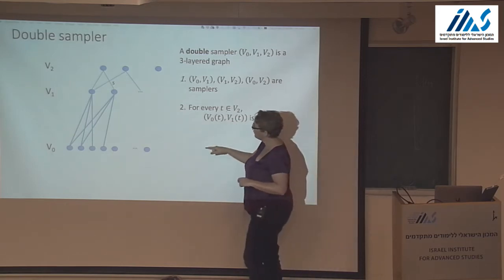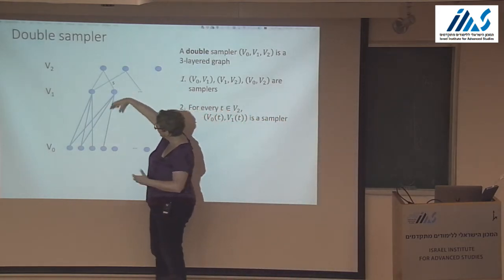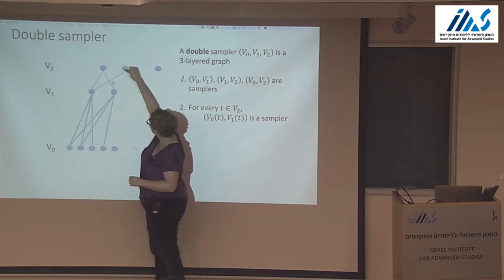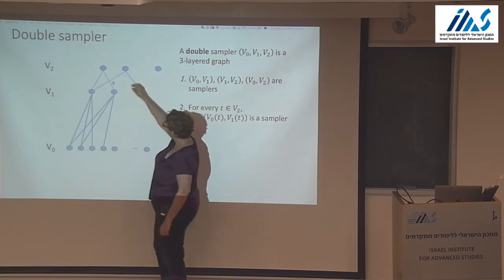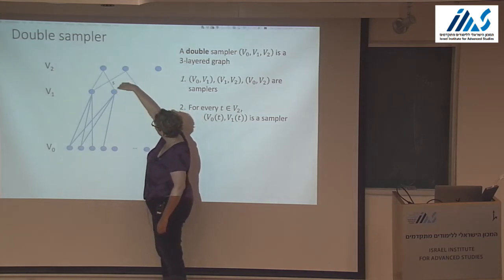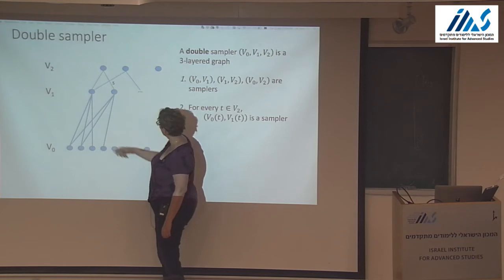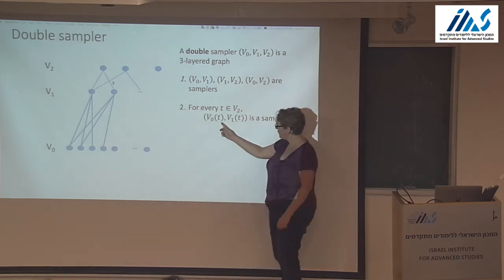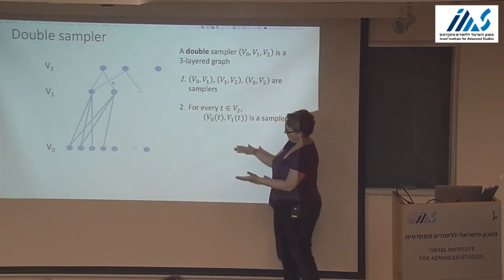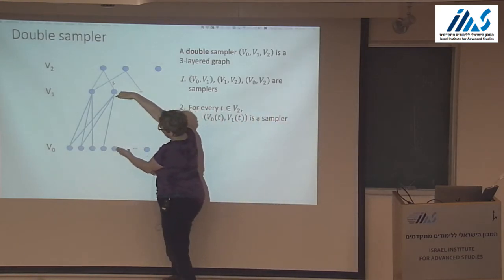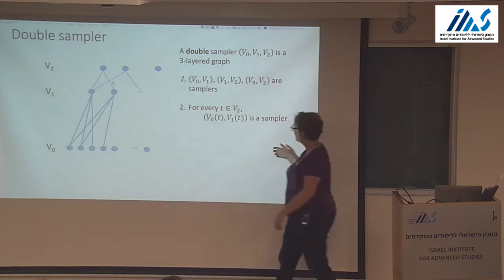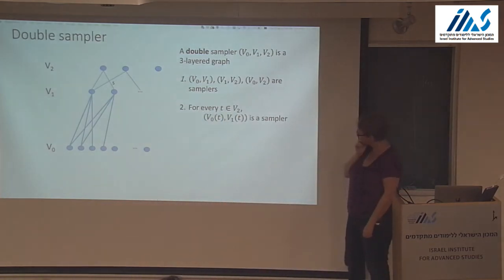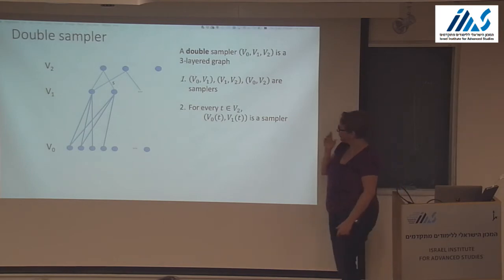For every t in V2, remember, I'm going to think of every vertex as a subset. So every t up here, you can view it as a subset of all of its vertices. Look at all the neighbors of t in V1 and at all the neighbors of t in V0. Call them V0t and V1t. So this induces a bipartite graph here, just on the neighbors. I want that this bipartite graph is also a sampler, for every t.